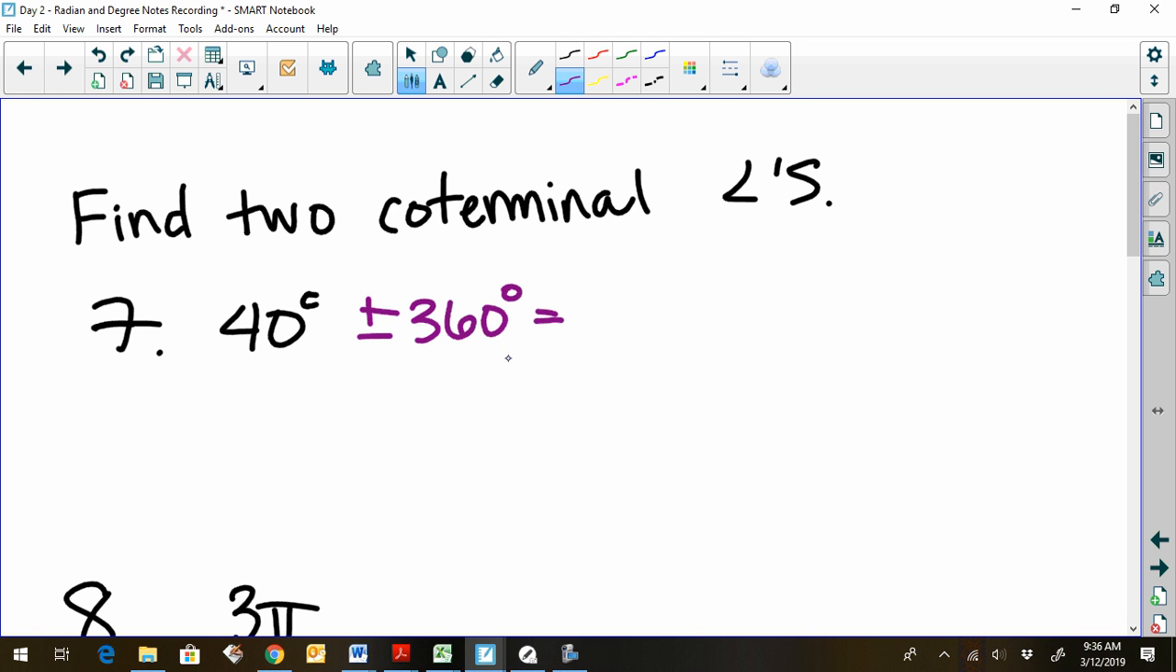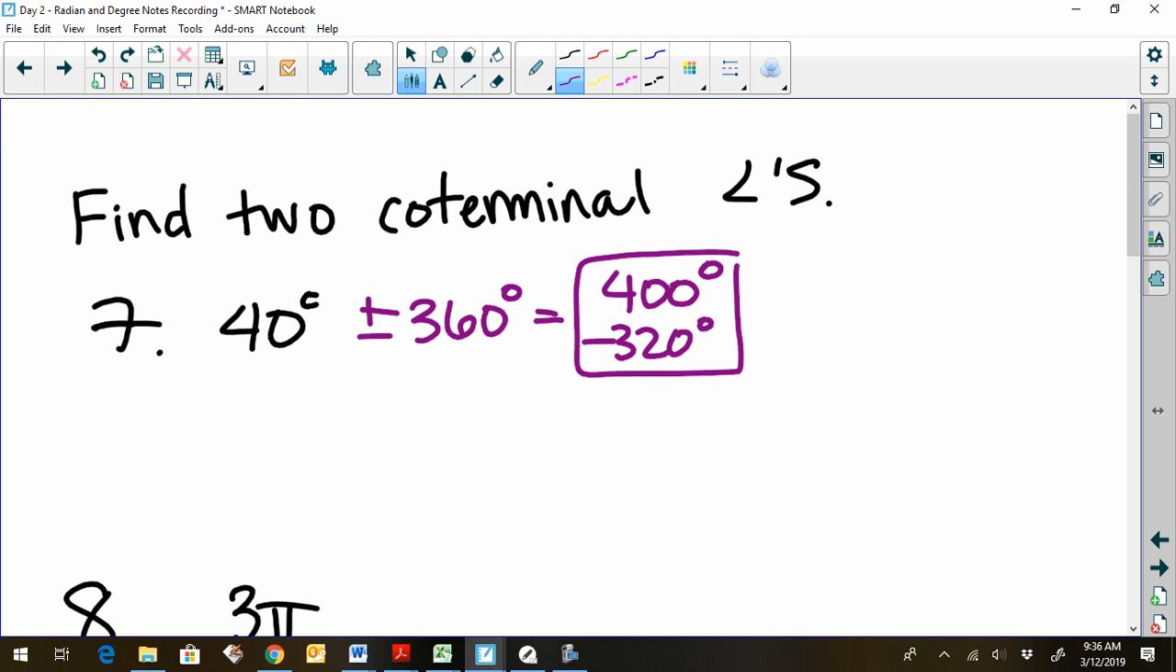So, if we have 400, we're adding 360 to it. We'll end up with 400 degrees. And if we subtract 360 from it, we'll get negative 320 degrees. So that means that both of these are coterminal with 40 degrees.